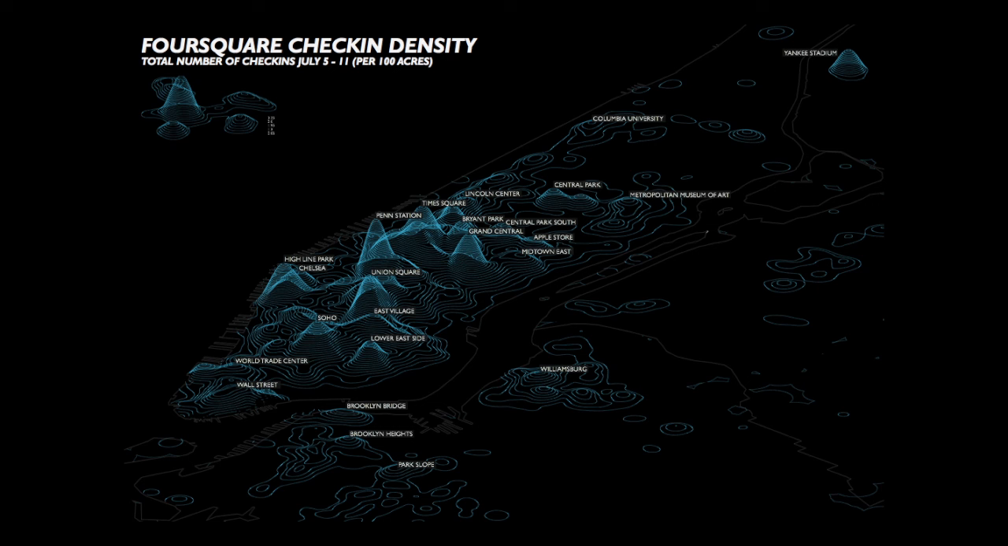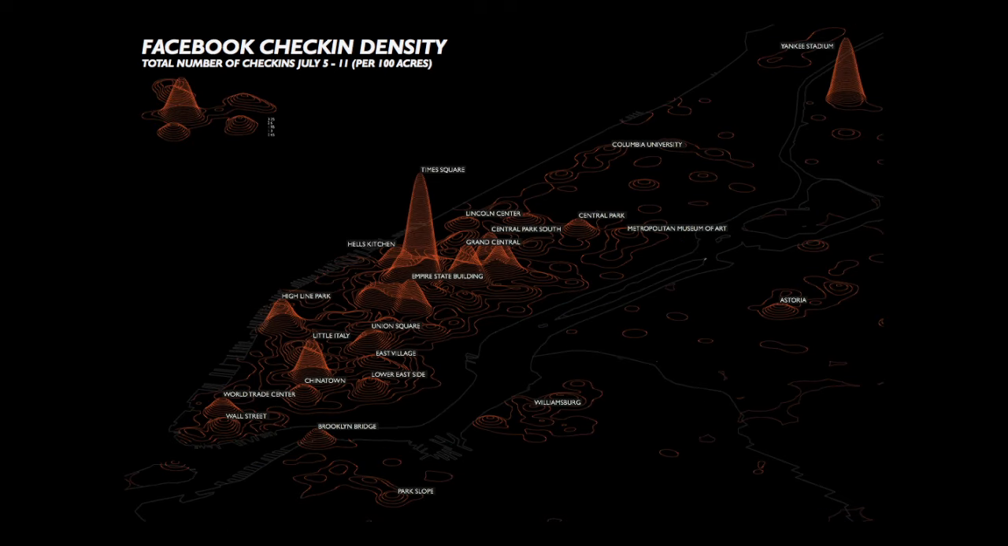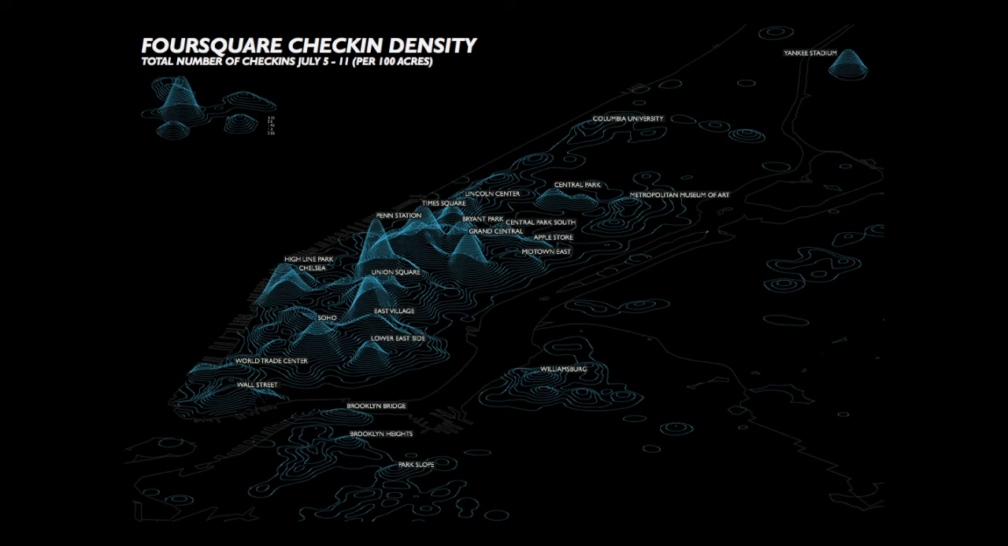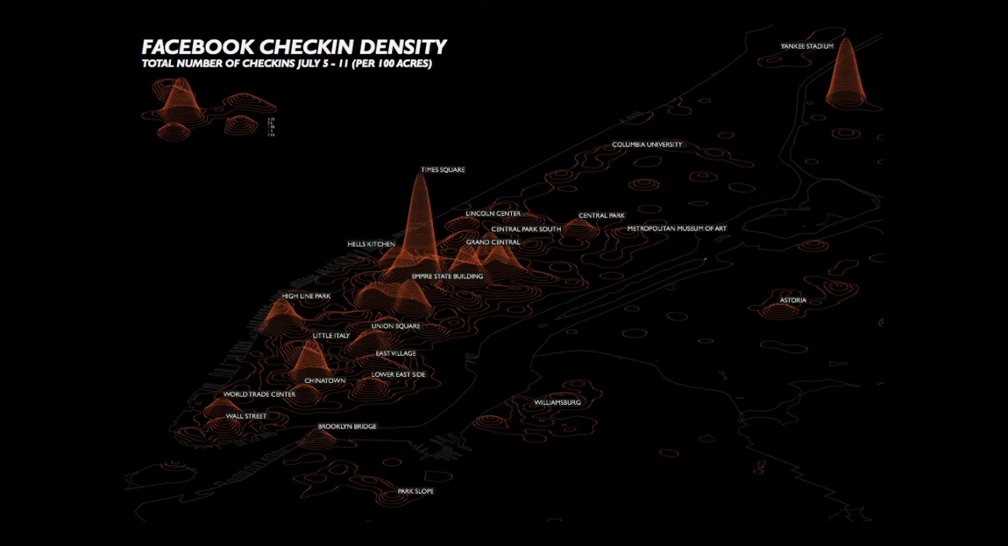And this is a topography map of Foursquare and Facebook. And here you can really see the differences between the two services. Foursquare is a little bit more even. It has more check-ins in Williamsburg, Brooklyn Heights. Facebook has more check-ins on Times Square, Yankee Stadium. So our working hypothesis is that Foursquare was more local, while Facebook was more touristy. But that's just a hypothesis.